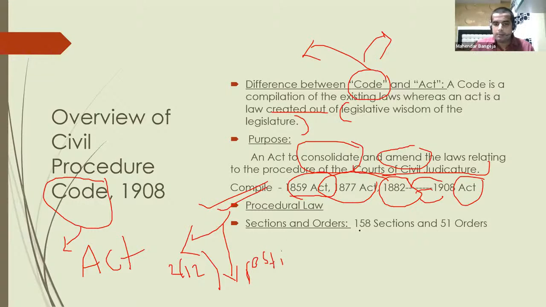Now, CPC as a whole is divided into two parts. One part deals with all the sections, and the other part is orders. 158 sections हैं और order 51 हैं. Now, people generally ask me what is the difference between these both. See, sections are the substantive provisions, जो main provisions हैं. Sections आपको बताते हैं कि क्या होना है. For example, section 33 आपको बताता है कि there has to be a decree after the judgment. And order 20 provides कि decree कैसी होनी चाहिए.